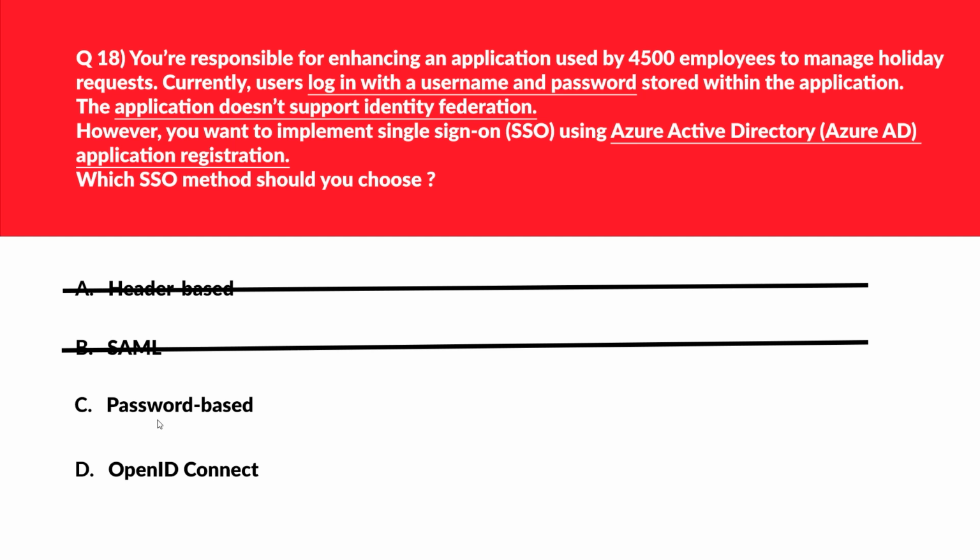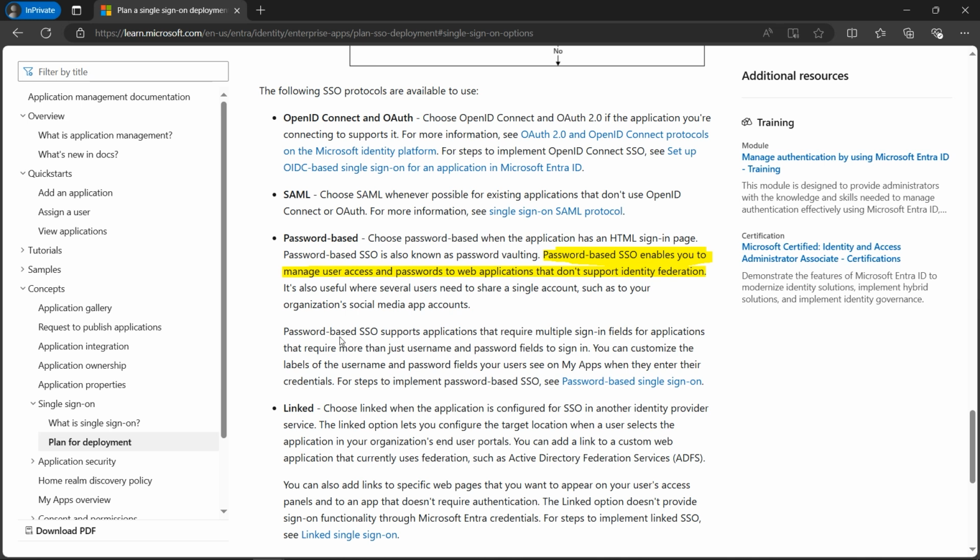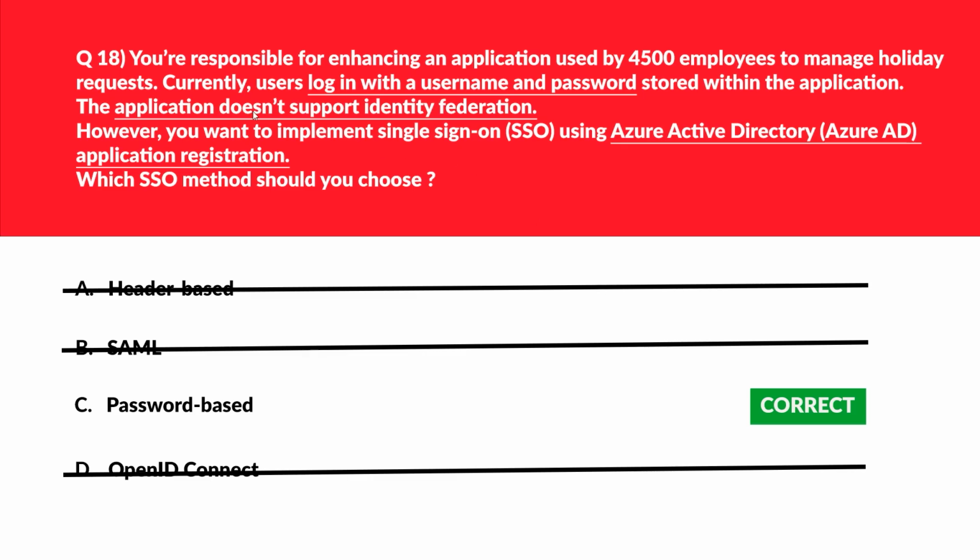Let's move to option D. D says OpenID Connect. OpenID Connect is used for web and mobile applications. OpenID Connect is not the best solution to integrate with enterprise applications and services. We'll eliminate this as well. Let's look at the official documentation. It's mentioned, password based SSO enables you to manage user access and passwords to web applications that don't support identity federation. So that's what the goal of the question was, right? Don't support identity federation. If we look here, that is the keyword. So we are left with option C, password based, and it is the correct answer.